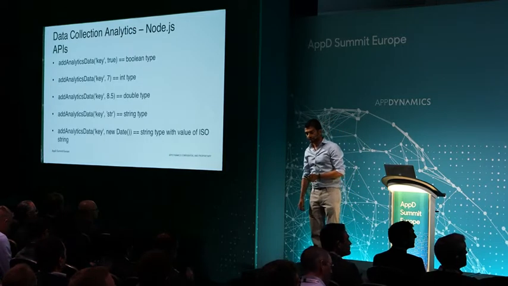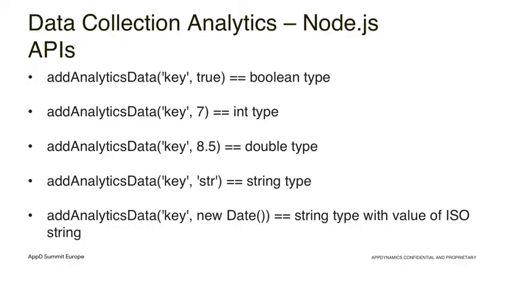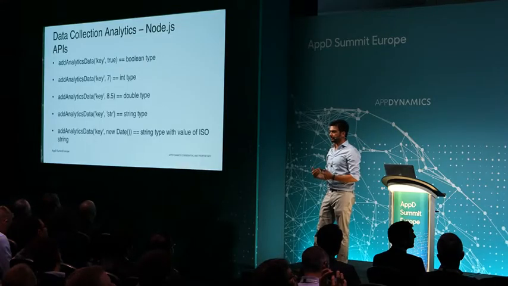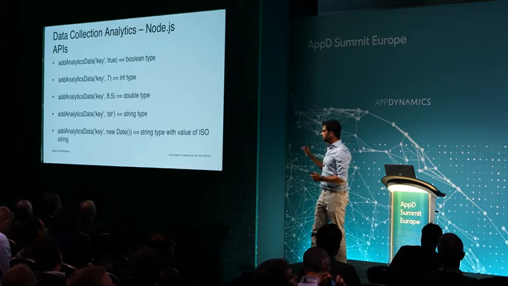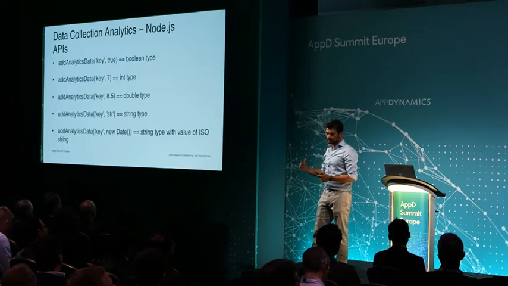Next thing we did is, for those of you who use Node.js applications, before 4.3, all the data that was being sent by Node.js applications was of type string. That was a big handicap, and you'd see this limitation removed in 4.3 for different data sets, and I'll walk you through that. But now, without doing anything, our new library knows the right data types from JavaScript and starts sending you the right data types in the platform.